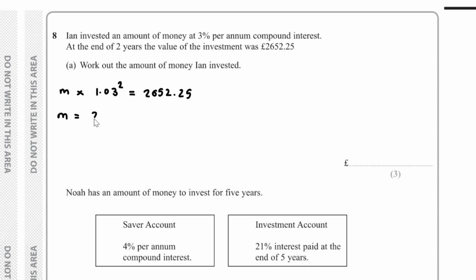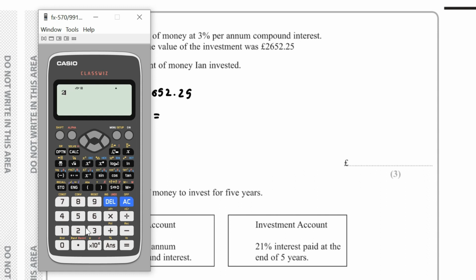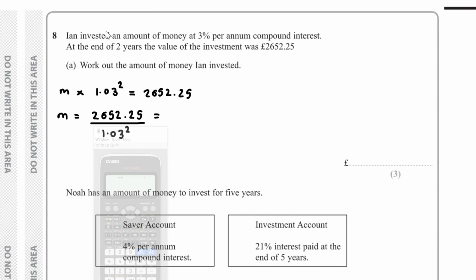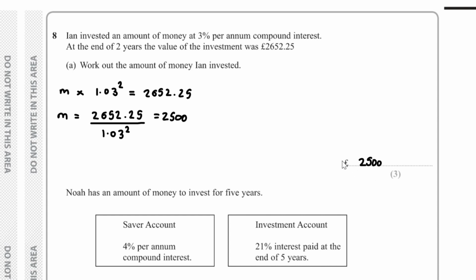So M is equal to 2652.25 divided by 1.03 squared. So if we work this out, we've got 2652.25 divided by 1.03 squared. It turns out here we get 2500. So we have 2500 for the original amount of money.